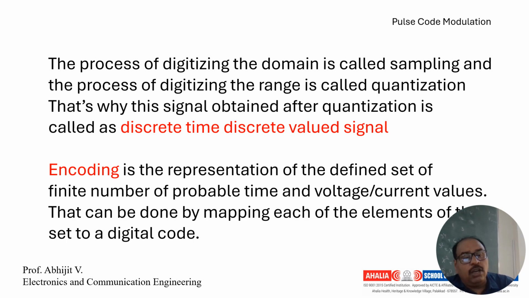The third thing is called encoding. Encoding is a representation of the defined set of values of a finite number of probable time and voltage current values. The symbols obtained after quantization are further encoded, compressed. This process is called encoding. You have different types of encoding techniques. We won't be studying encoding techniques in detail now, but you have this in your practicals in the coming semesters.